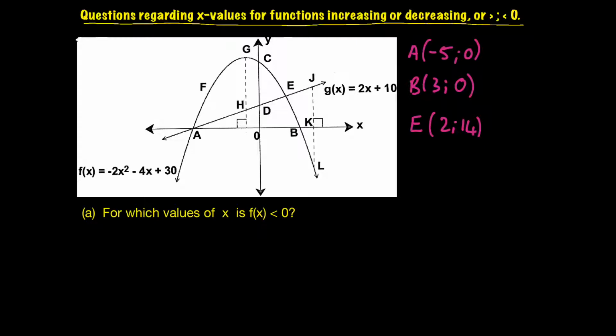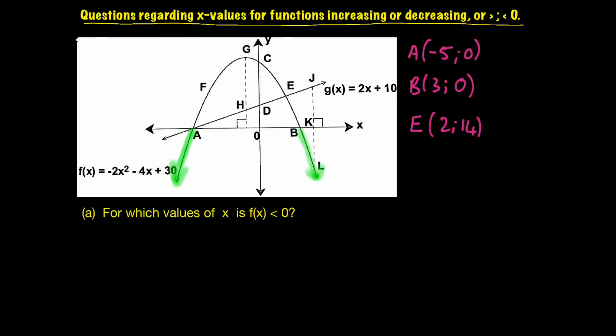Question A, for which values of x is f of x less than 0? So firstly, determine which function you're working with. We're working with f of x, which is the green function that I've highlighted in green. But they want to know particularly when is that f of x less than 0? In other words, when is y less than 0? So the y values that are less than 0 for function f is this portion and that portion. All right, once we go above into this portion, we're above 0, we're greater than 0.